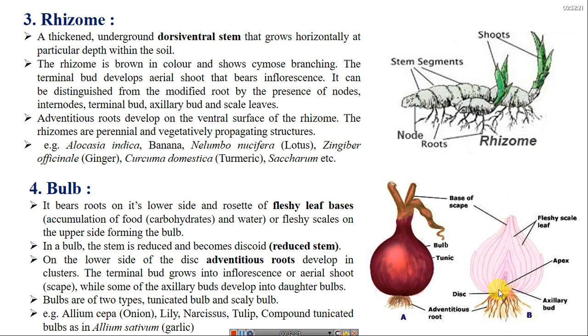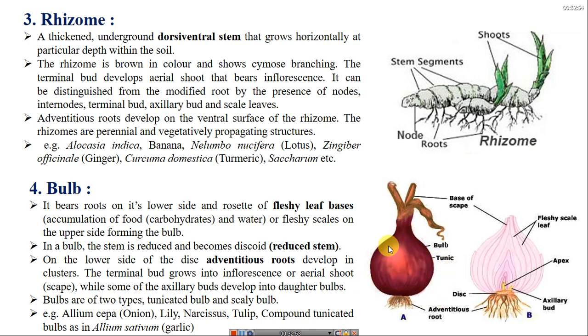Now, in the axil of these leaves, because these are fleshy bases of the leaves, right? So in the axil of these leaves, axillary buds may develop. Okay, that may develop into a daughter bulb. Okay, so bulbs may be of two types: tunicated bulbs or scaly bulbs. When there is a tunic or a covering around the bulb, these are known as tunicated bulbs. If there is no tunic, then they will be called scaly bulbs.